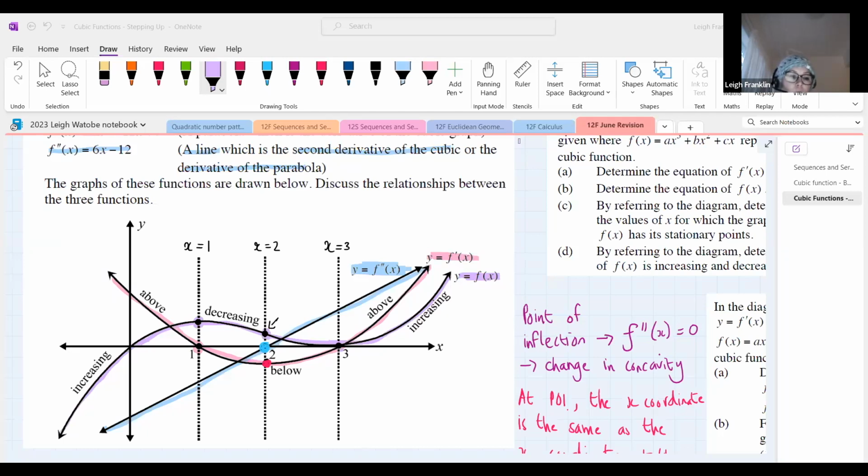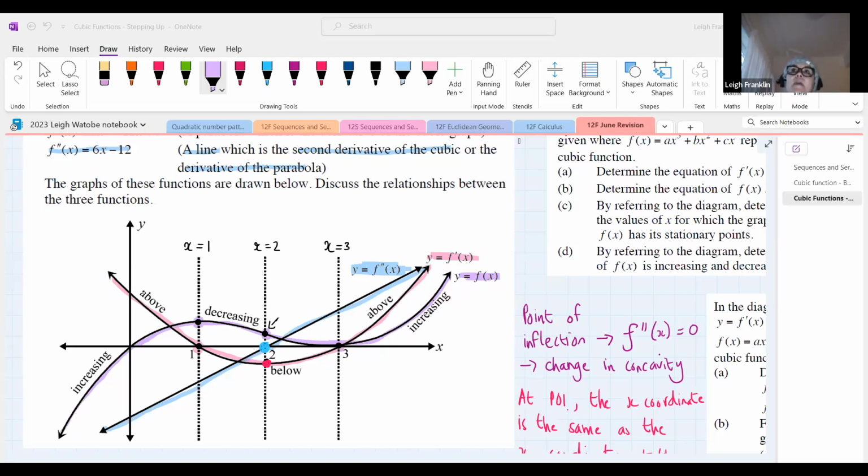So, for example, when the graph is concave down on this particular cubic function, the gradient on the first derivative is negative and the y values on the second derivative are negative as well. Or when the graph is concave up, the graph of the first derivative is increasing and the y values on the second derivative are above the x-axis. That is where y is positive.